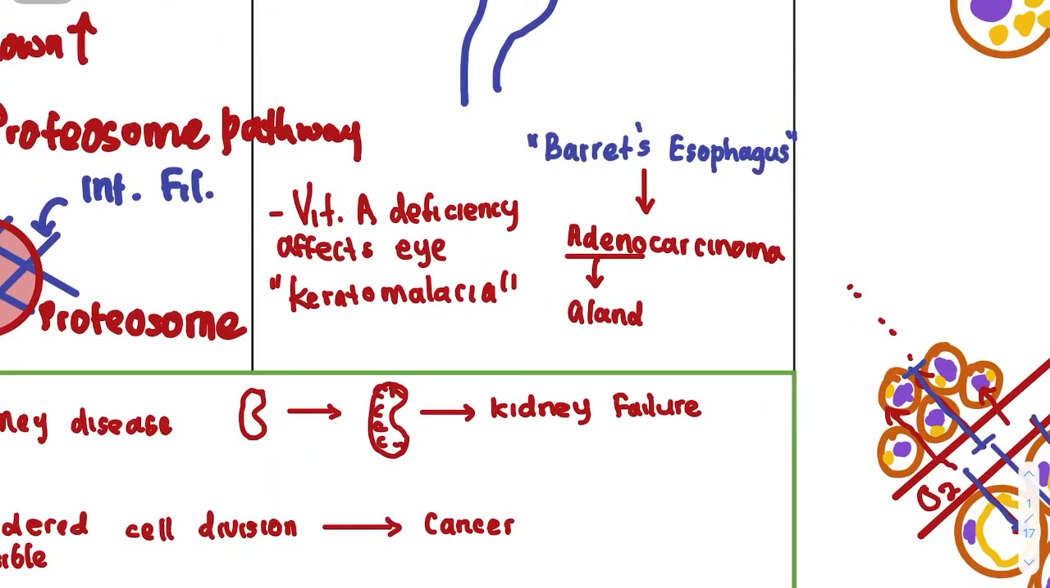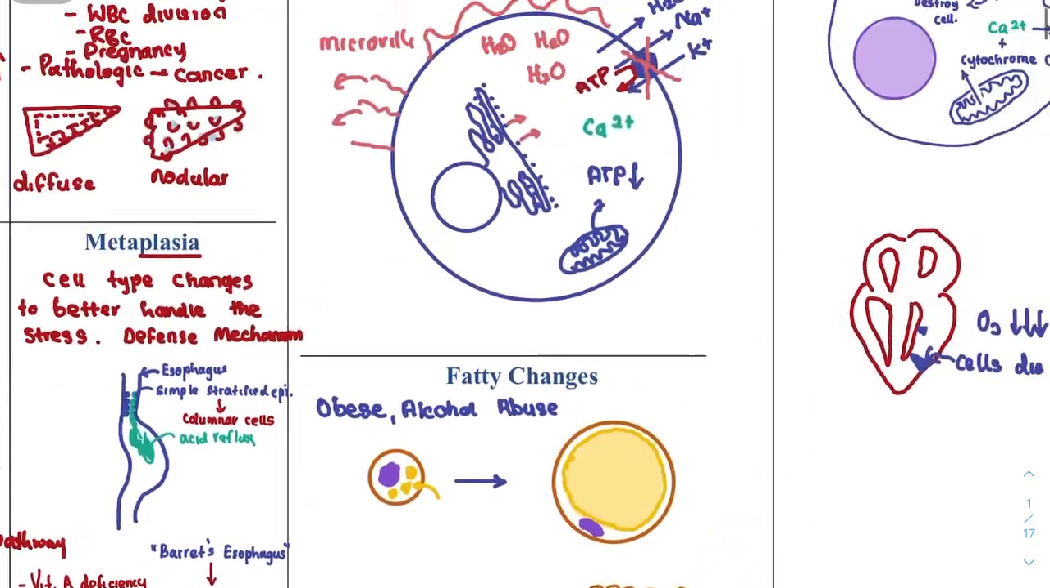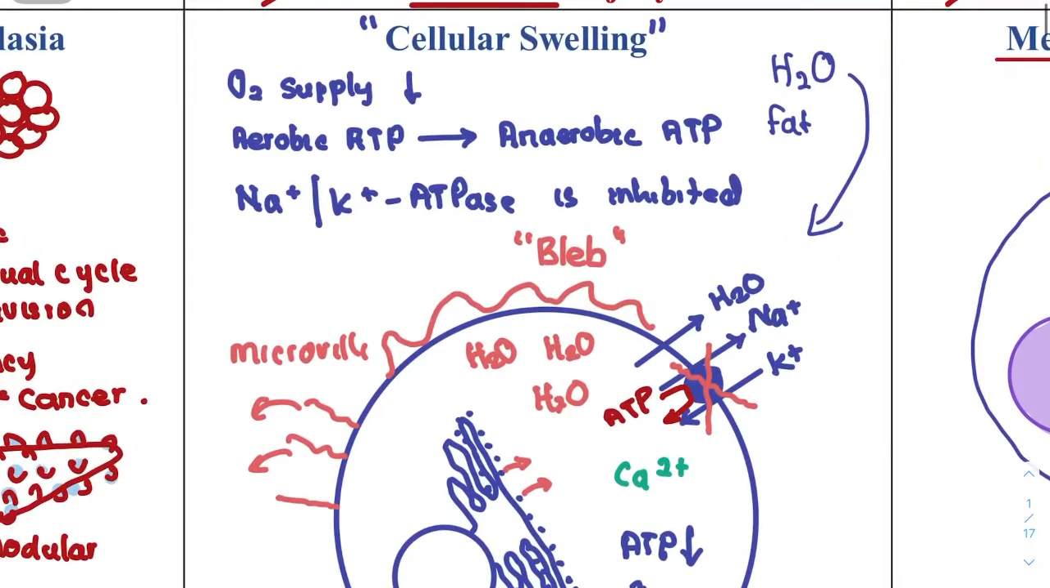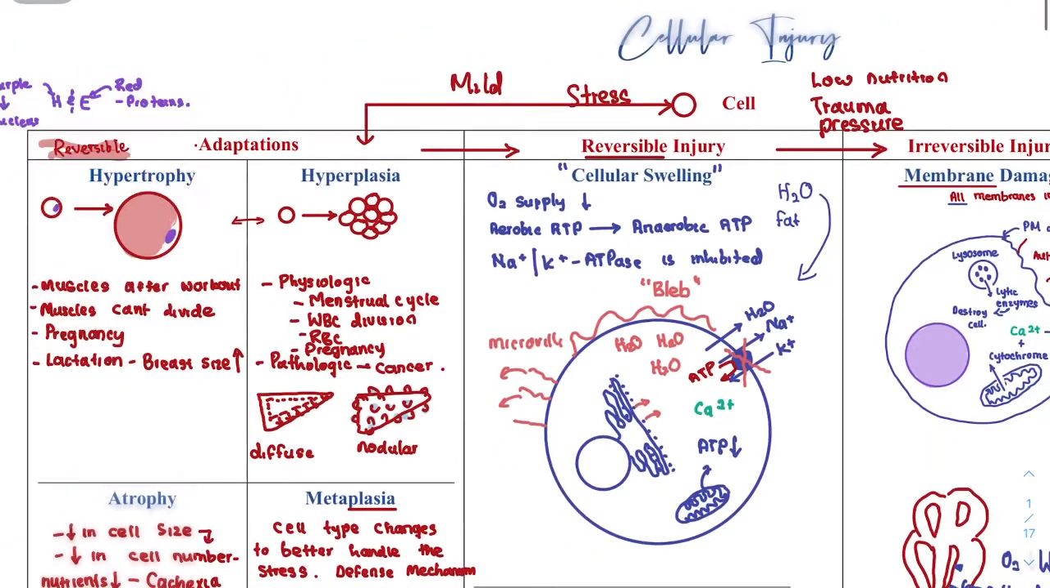Some other examples: vitamin A deficiency affects the eye in a condition called keratomalacia. The normal development of the eye requires vitamin A. When there's a decrease in vitamin A, there's going to be metaplasia where the normal cell type is changed to another, and in this you will see it looks like cataracts. On the eye, the transparency is lost. So those are the 4 types of adaptations we see.